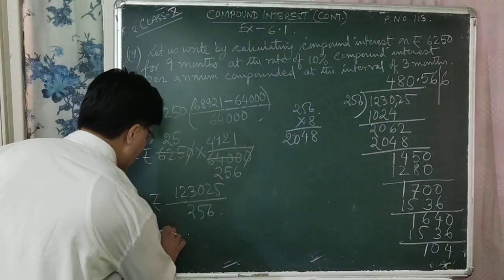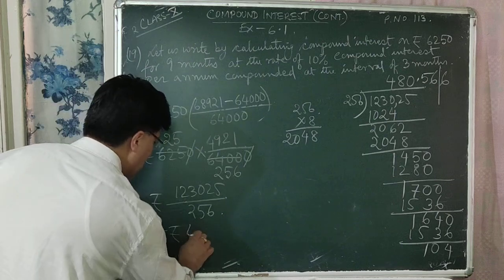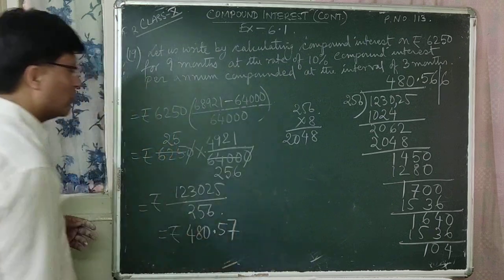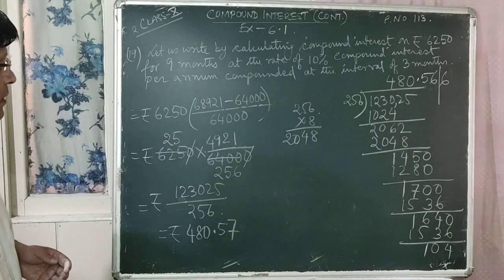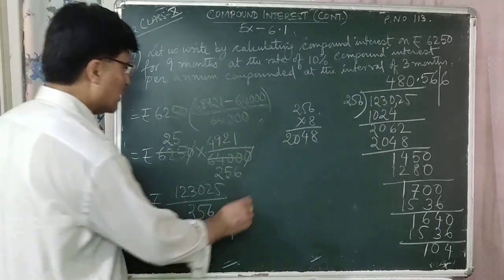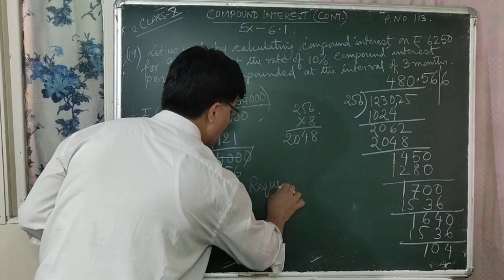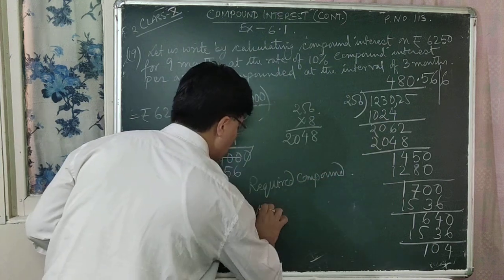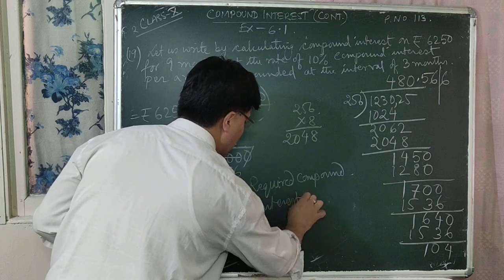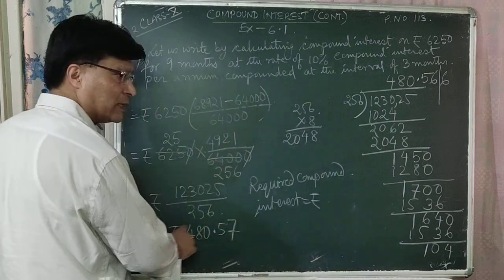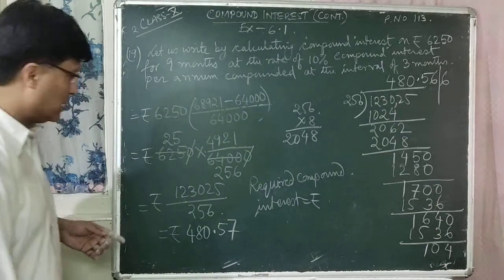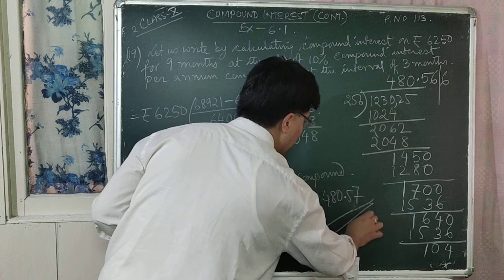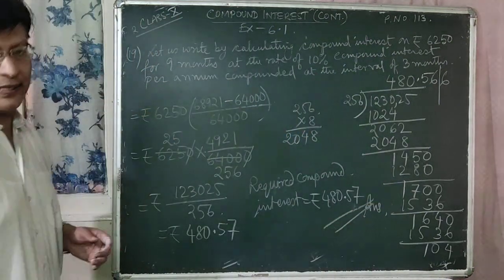Okay, so what is the answer now? It is equal to rupees, how much is it? It is 480.57. So you can add 1 to the previous number. Is it clear now? So right now, the required compound interest is equal to rupees, what is the answer? It is 480.57. So this is the final answer.